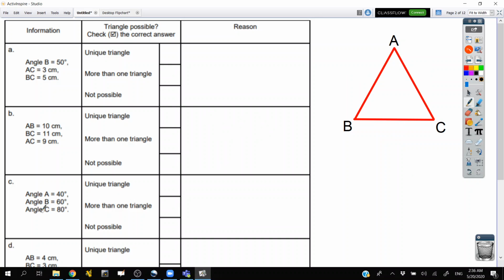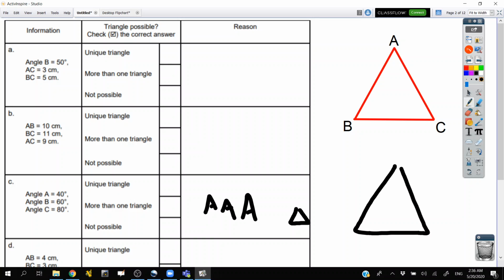Next one, you see we have angle, angle, angle. I could fill those things in, but we can see this is angle, angle, angle. And we know that means we could draw a small triangle with certain angles, or we could draw a huge triangle with the same angles. Things just scale up. When we have angle, angle, angle, we eventually call that a dilation. But good, angle, angle, angle produces more than one triangle because there's an infinite number of triangles that we could scale up or down to.